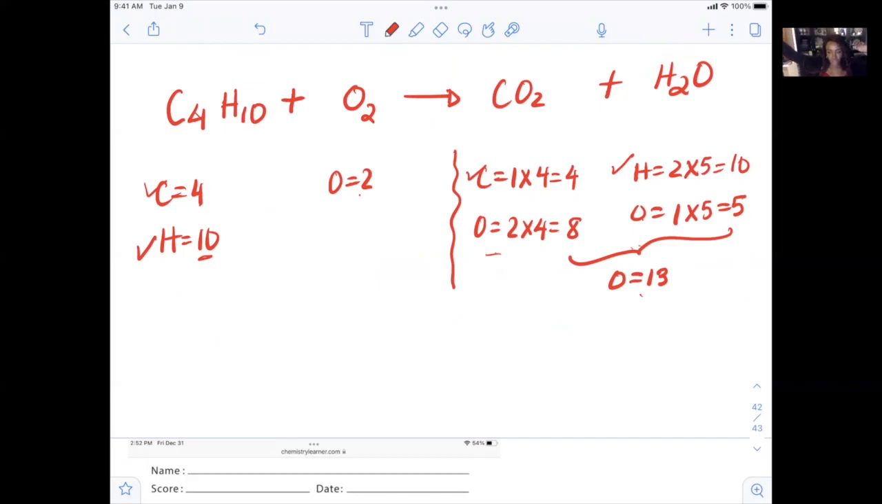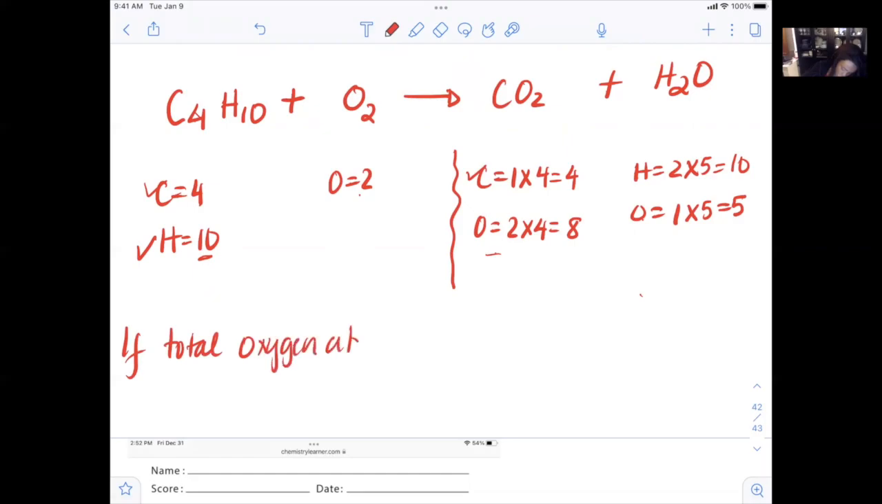When you have a total oxygen on the right side being an even number and the one on the left being an odd number, do what we've done before. Double. So when this happens, let me write this in words. If total oxygen atoms on the right... I know what I'm trying to say, but I'm struggling with how to write it out. The total oxygen on the left was an odd number.